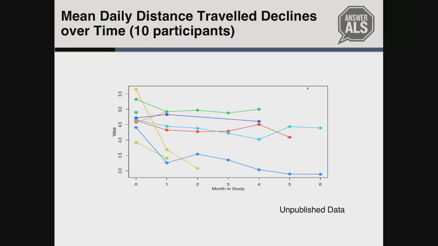We've also looked at the average daily distance traveled by people using GPS data from the phone, and this seems to decline over time in essentially all the participants over a 6-month period. Next slide.